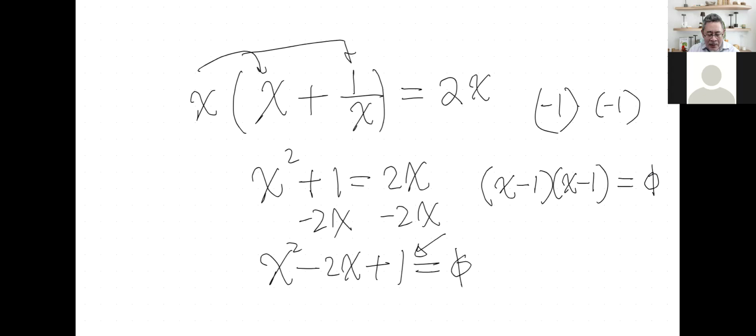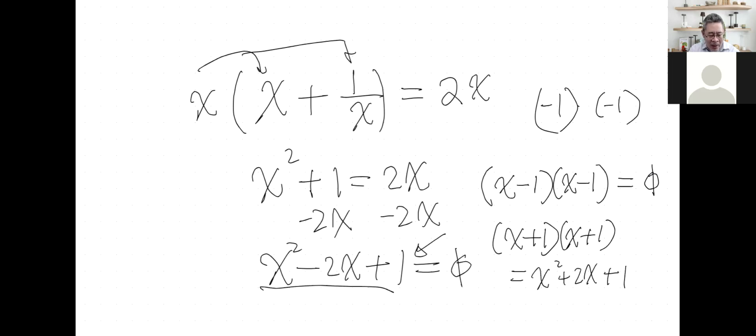Yeah, but that's not how I did it. I had x plus 1 and x plus 1 equals 0. Well, if you do x plus 1, that won't work because when you expand it, you won't get this. This actually is x squared plus 2x plus 1. Good. But we have negative here.